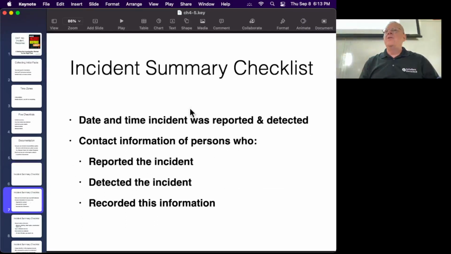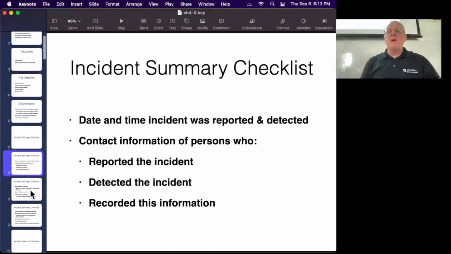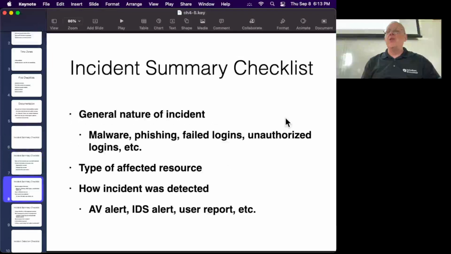And so here's the incident summary. When was it detected? Who are the people that reported it, detected it, and recorded this information, so you can go back and ask them questions later if it turns out you need more information from them? It's the same way police do. First thing they do is go around and record everybody's identity and phone number at the crime scene so they can talk to them more later.